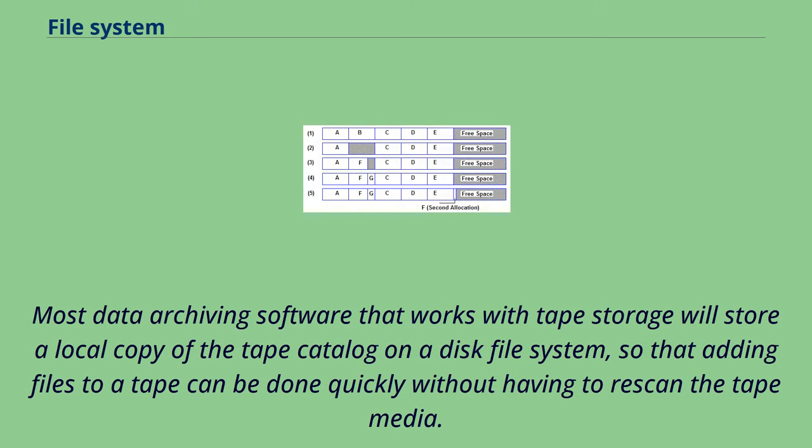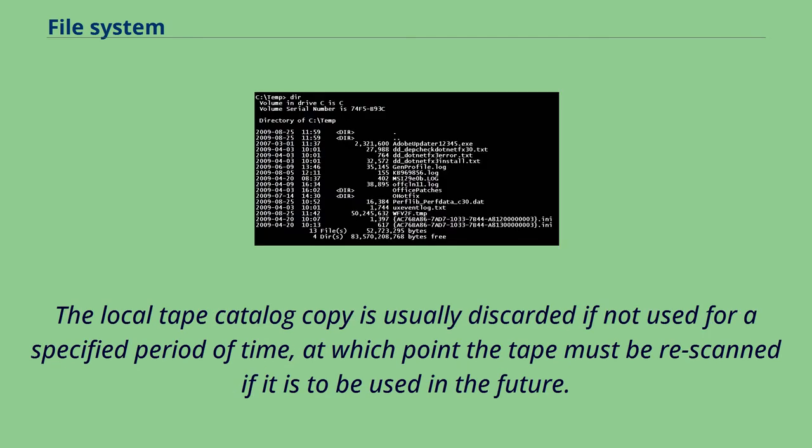Most data archiving software that works with tape storage will store a local copy of the tape catalog on a disk file system, so that adding files to a tape can be done quickly without having to rescan the tape media. The local tape catalog copy is usually discarded if not used for a specified period of time, at which point the tape must be rescanned if it is to be used in the future.